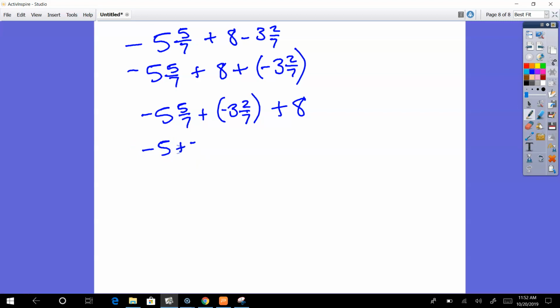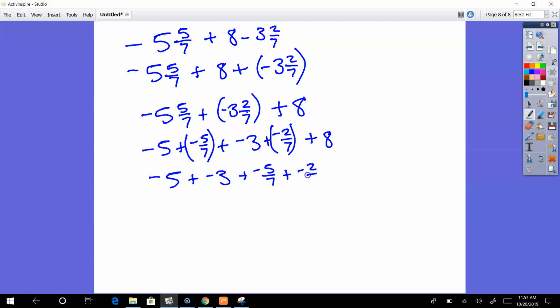So that's the separating. Honestly, let's do that more out of this step as a step. So negative 5 plus negative 5/7 plus a negative 3 plus negative 2/7 plus 8. Remember, you can put the parentheses to help it to just look differently. Okay, so then I'd say negative 5 plus negative 3 plus negative 5/7 plus negative 2/7 plus 8, which gives me negative 8 plus negative 1 plus 8. And negative 8 and positive 8 is 0. So 0 plus a negative 1. So that was the associative property because I was regrouping it. Granted, they're not next to each other, so I should have moved them first. And that gives me a negative 1.